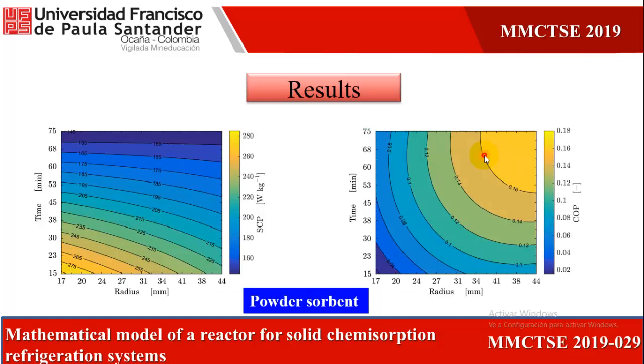A similar trend is observed for the system, but in this case with sorbent powder, that is, sorbent that is not compacted inside the reactor. In this case, the specific power is slightly higher than the consolidated sorbent, and the COP is slightly lower for the system with sorbent powder. In other words, despite the fact that the consolidated sorbent has a higher conductivity value, there are still considerable temperature gradients that reduce this thermal power inside the system.